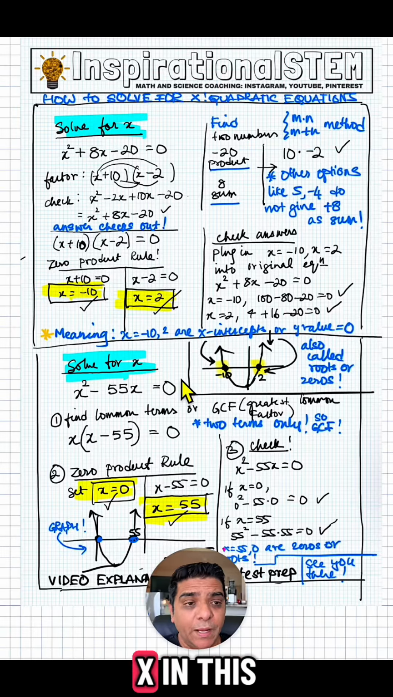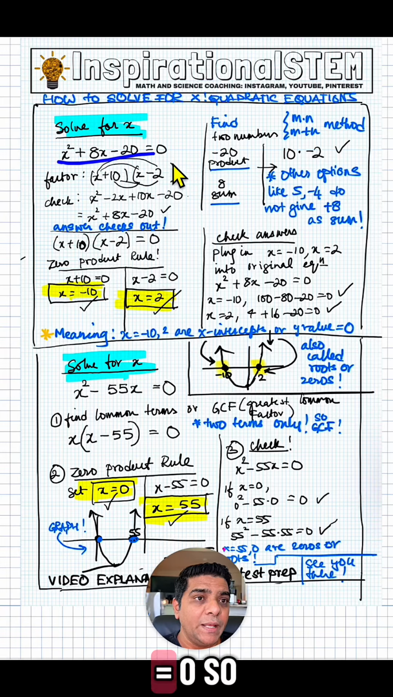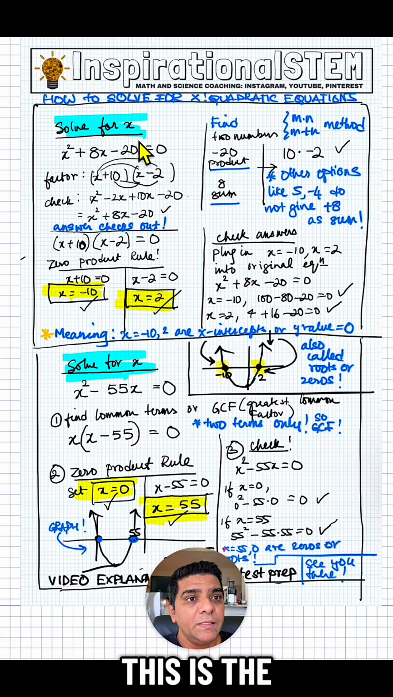Let's go ahead and solve for x in this quadratic equation. So we have x squared plus 8x minus 20 equals 0. So this is the third term, negative 20.